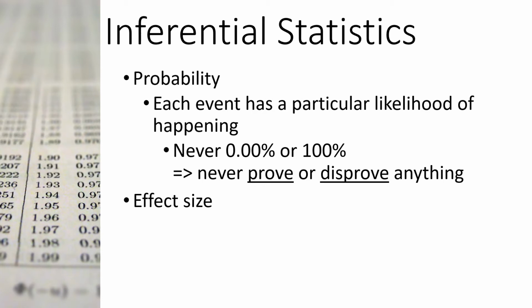Probability analysis determines the likelihood of something happening. We're never confident that something is impossible, that it's not ever likely to happen, and we're never 100% sure something is going to happen. That's pretty true of real life and of human nature, and that's part of the reason we don't say prove or disprove in social science research.